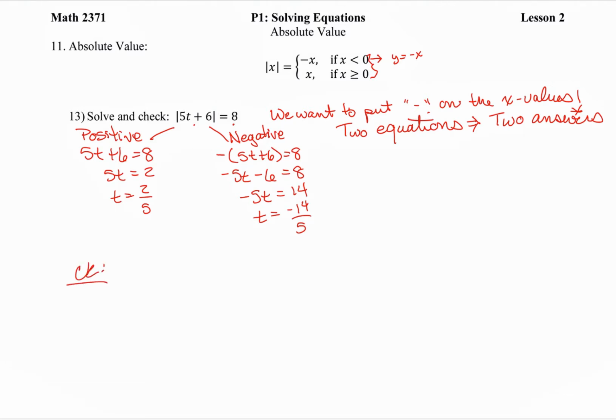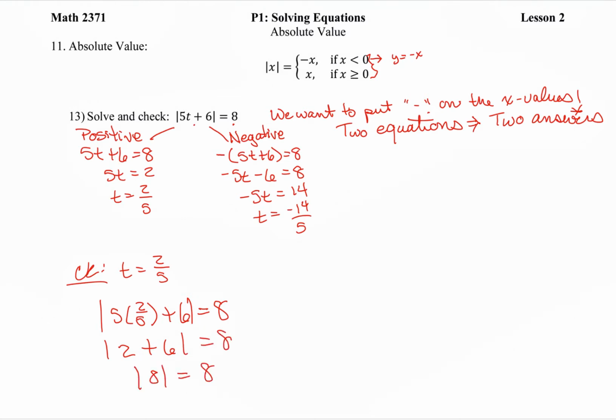And again, I'm going to check one and leave you the other one to check. Two fifths: 5 times 2/5 plus 6 equals 8. So this means that the absolute value of 2 plus 6 equals 8. So the absolute value of 8 equals 8. Well, the absolute value of 8 is a positive number, so that means it's 8. So it works.